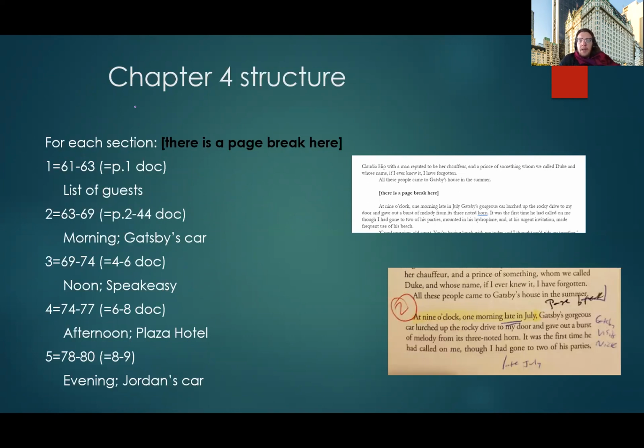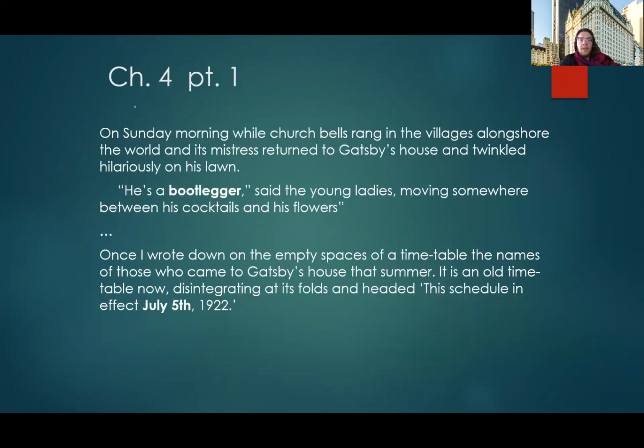The first part is a list of guests, and those numbers there are a reference to the edition of the book, if you happen to have that, or the page numbers on the Google Doc. The second part is in the morning, third part's at noon, fourth part's in the afternoon, and the fifth part is in the evening. And what we will see is that obviously we have the progression of a complete day. Let's start with chapter 4, part 1.